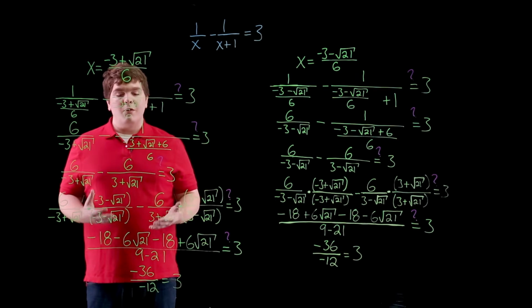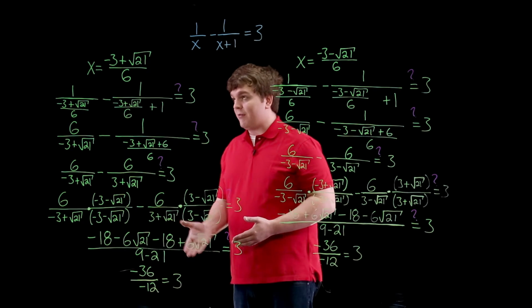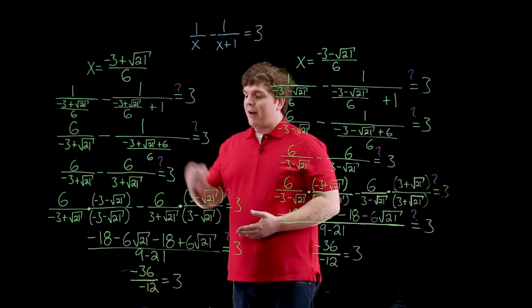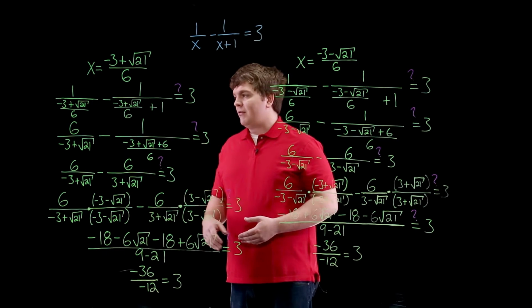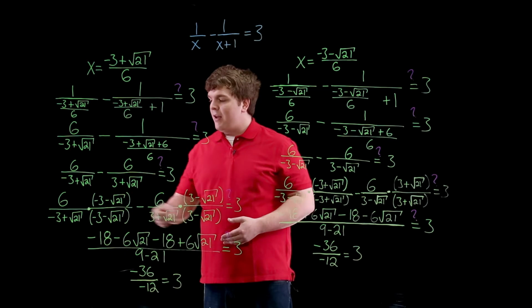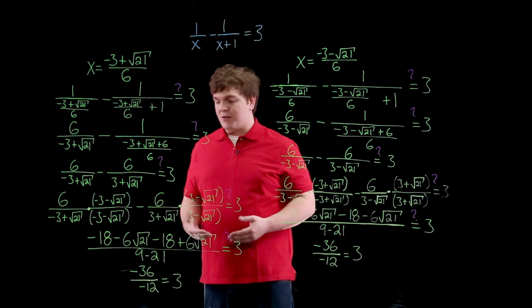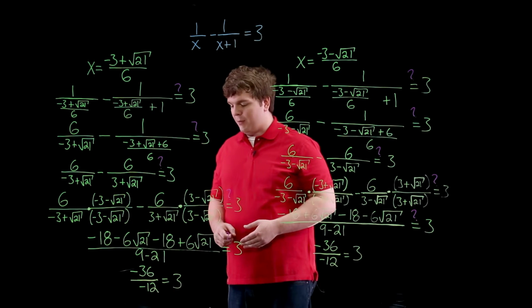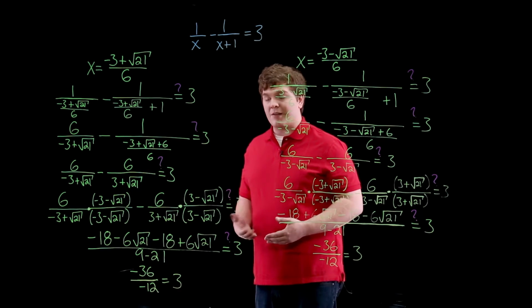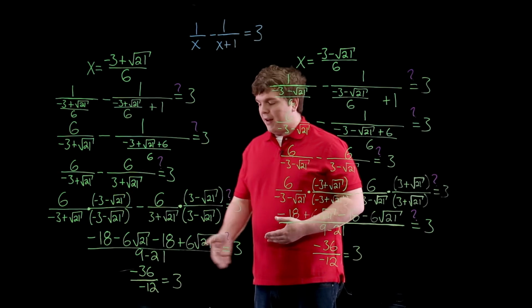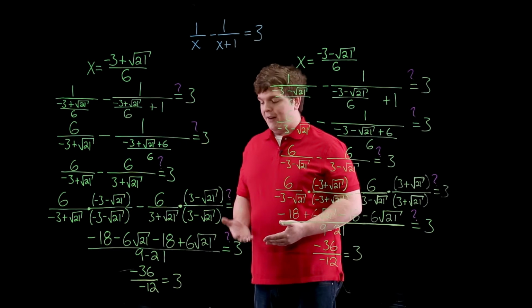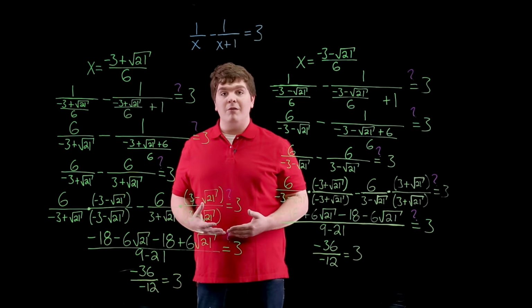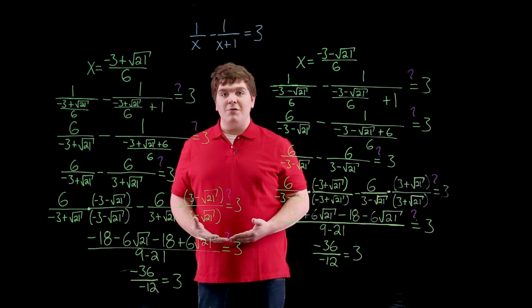So on the left-hand side of the board, we have the work that we get from substituting x equals negative 3 plus the square root of 21 divided by 6 back into the initial equation. And we see that we simplify each of the fractions, and down here we multiply by the conjugate of the denominator, which here is negative 3 minus the square root of 21, and here is 3 minus the square root of 21. And this ends up simplifying down to negative 36 divided by negative 12, which is 3.